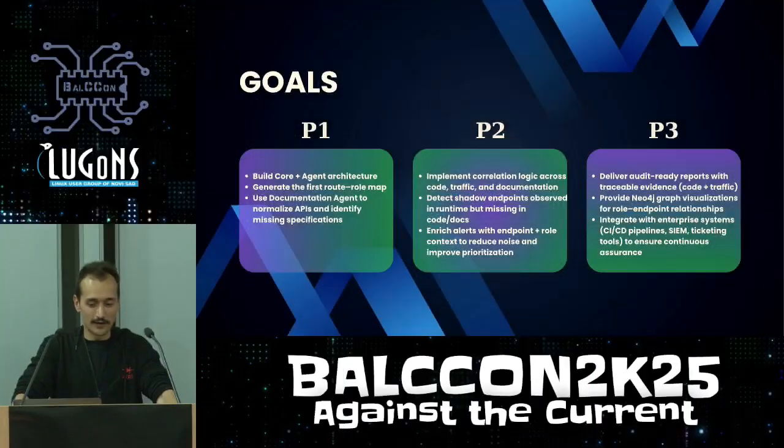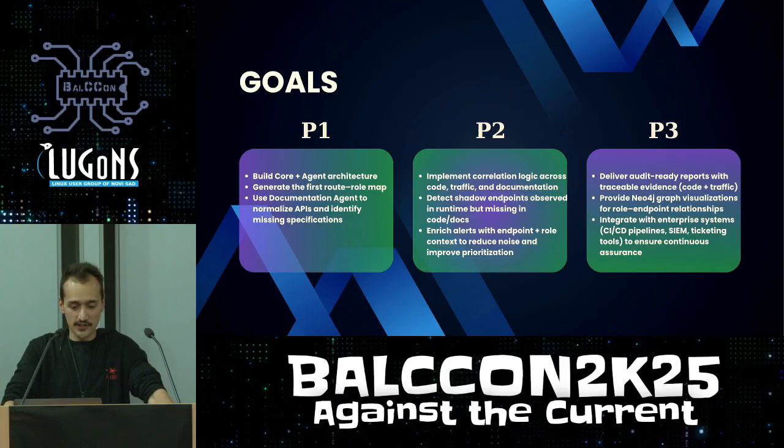So, our goals and our vision for AuthMap. Phase one is to complete building the core and agent infrastructure, then generate the first route-role map, and then use the documentation agent to normalize APIs and identify missing specifications.